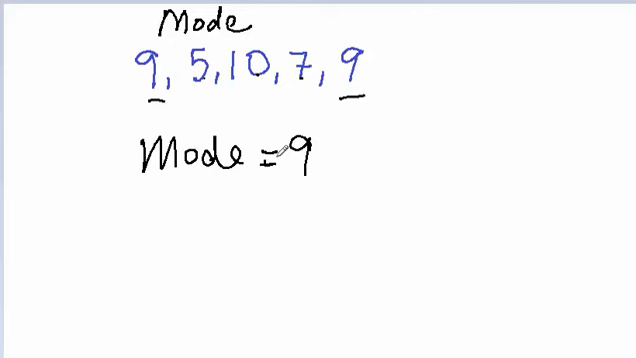So here you have it. You have your average or the mean, you have your median, and you have your mode. You've been able to summarize this data by using these 3 numerical measures.